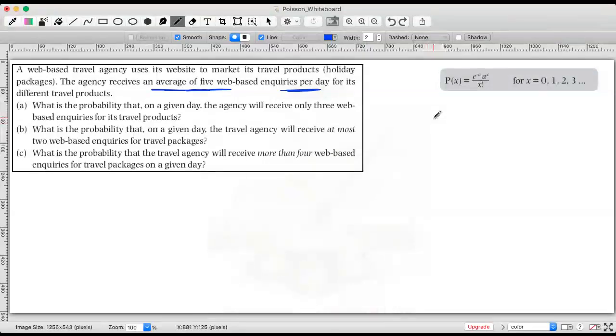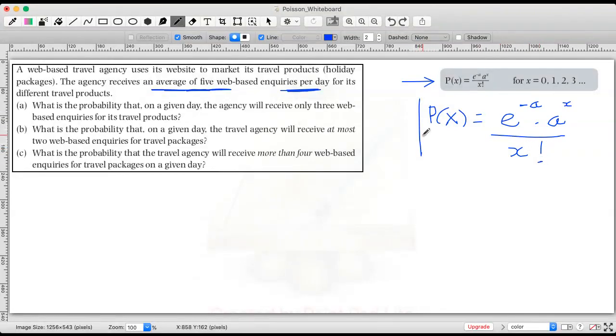So the moment we know that we need to use a Poisson distribution here, you need to know that you need to use this formula. This formula is given to you. You don't have to memorize it. I'll write it a bit bigger in case you can't see. It's the probability of x equals e to the minus a times a to the x, all over x factorial.